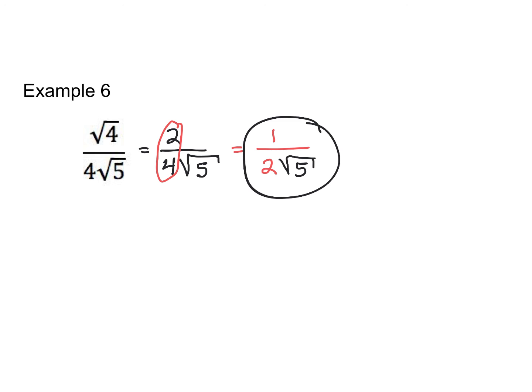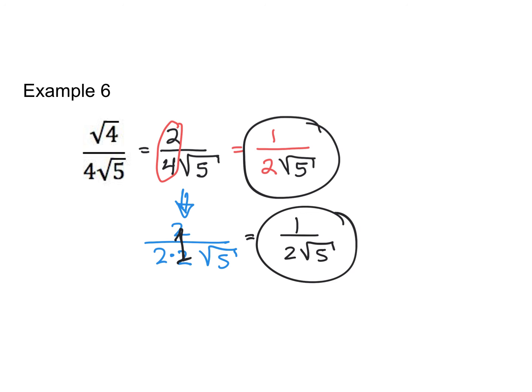Because if we think about it as far as this part here, I have 2 on the top. Factor 4 is 2 times 2, still square root of 5. 2 divided by 2 makes a 1. And again, notice how it's still our answer of 1 over 2 square root of 5. Different ways of looking at it, still the same answer.